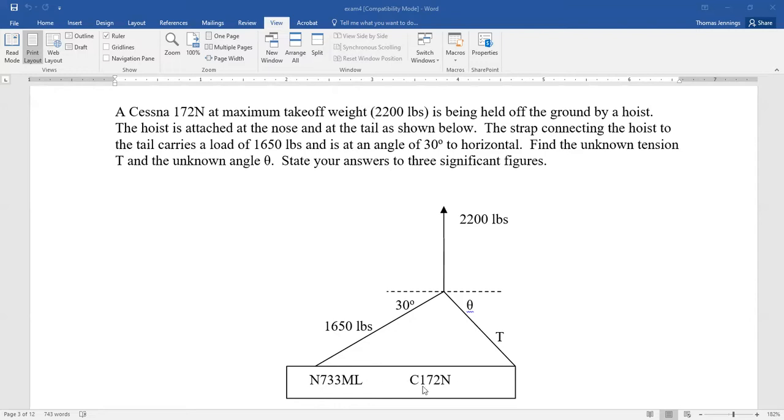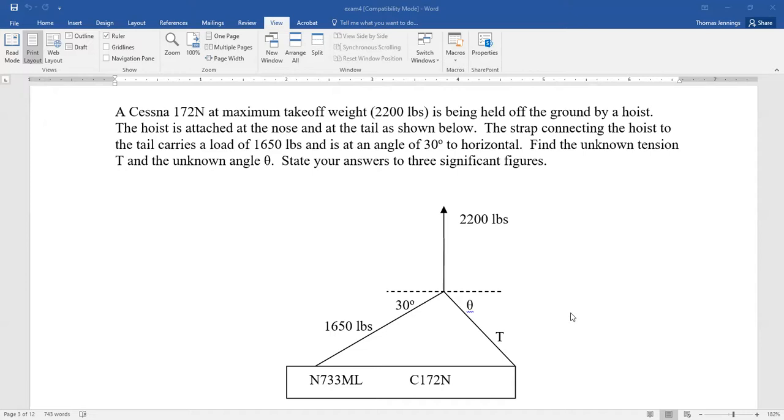Don't try to use any of the numbers down here. They're just labels. C-172N is the make and model of the aircraft. N733 Mike Lima happens to be my tail number. So that's in there. Don't use those. They're not things to calculate.